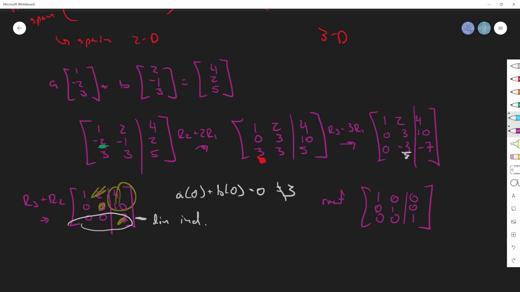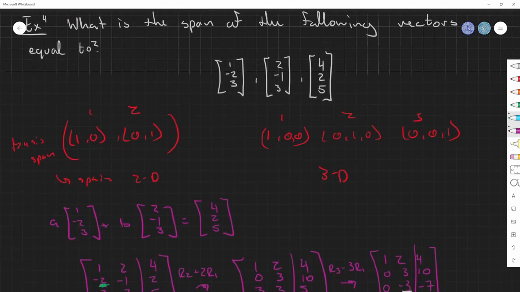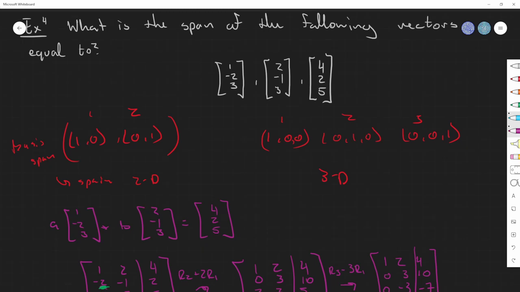So that means, because we have three entries, it spans R3, or the third dimension, and that's how you find the spanning of the given vectors.